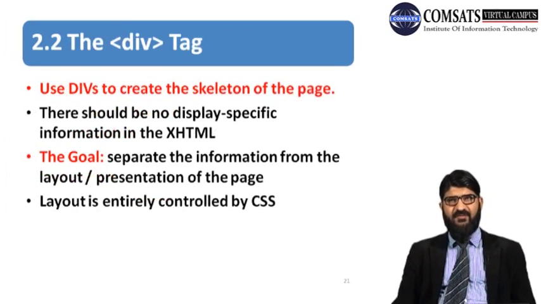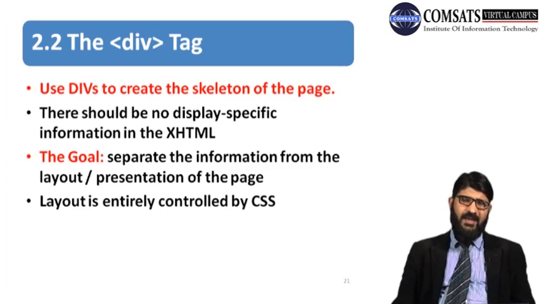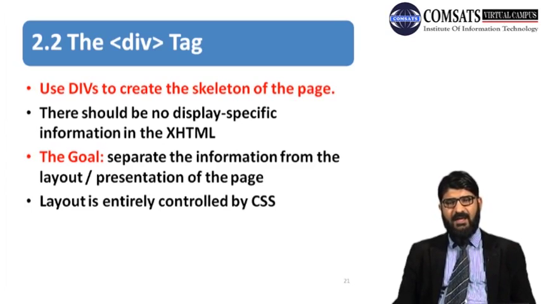The second one is the div tag. The div tag is basically used to create the skeleton, the structure of the page. The div tag should not display any specific information in an XHTML document. The goal of the div tag is to separate the information from the layout and presentation of the page. The layout of the page is completely controlled by cascading style sheets, and here we prefer that the cascading style sheet be an external cascading style sheet.